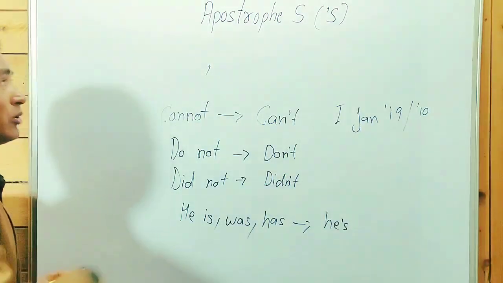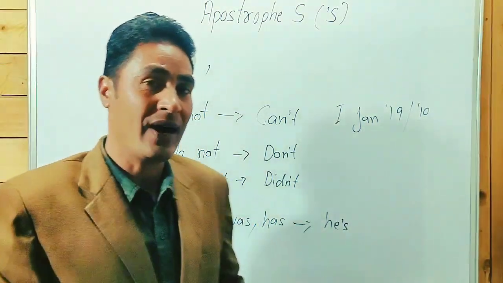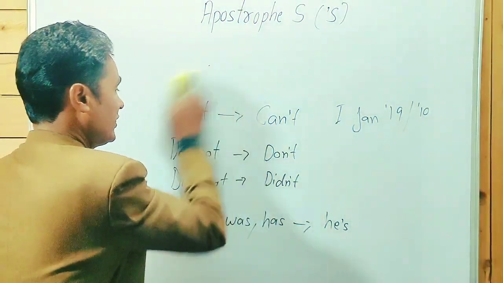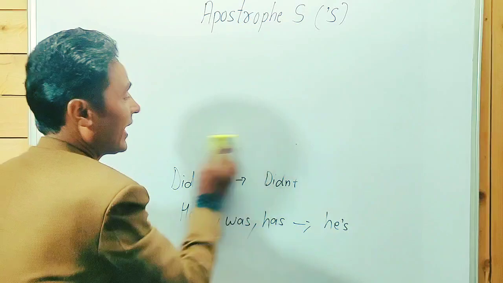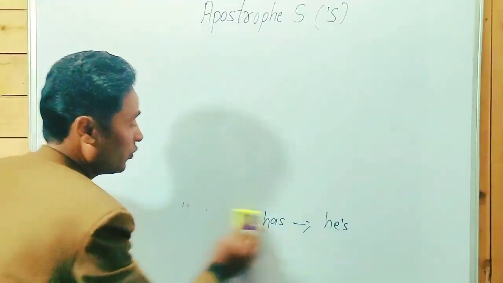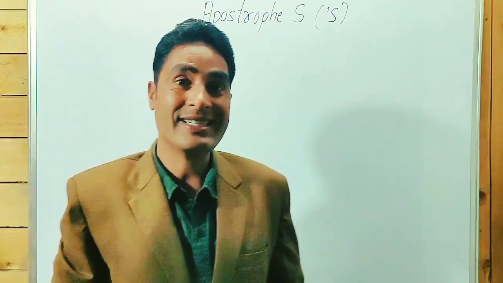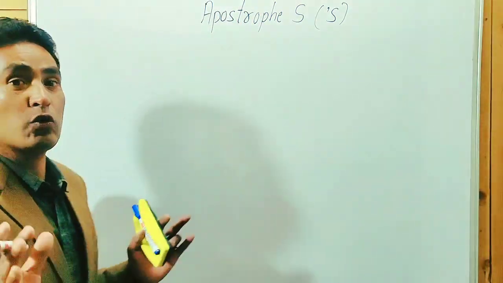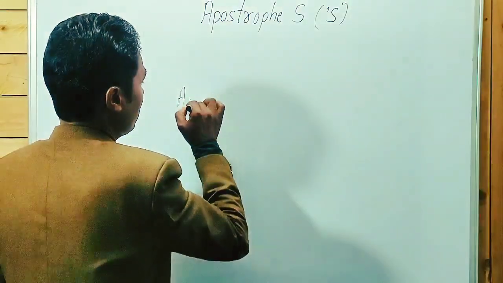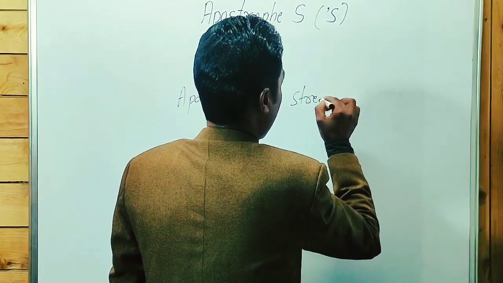So when we talk about the origin of this word apostrophe, this punctuation mark, it's not an English word. It was taken from the Greek language in the middle of the 16th century. There were 2 words. The first is apo and the second is strophe.